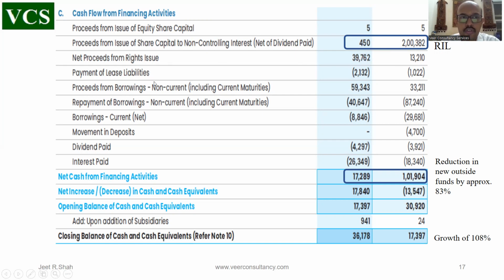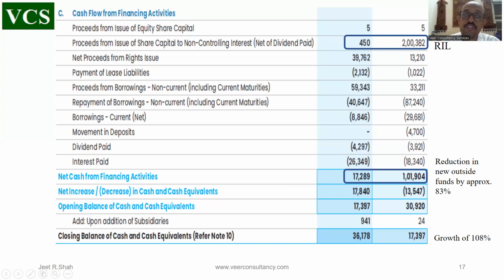Then we have payment of, so you can see proceeds from the borrowings. So what is this? You have raised new funds from borrowings, and below it is repayment of borrowings. So that is negative. That means utna paisa aapne de diya. So at the end, if you see net cash from financing activities, this year was 17,289 crores, whereas last year it was 1,01,904 crores. What does it mean?